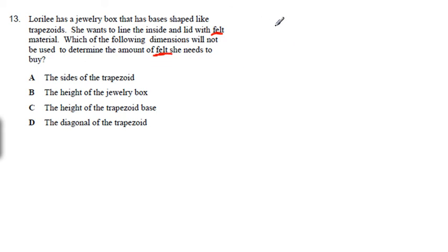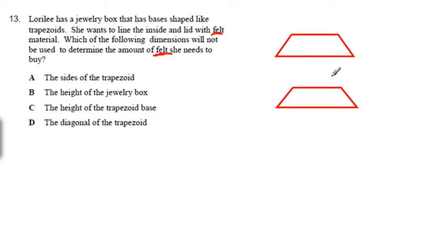So, bases are shaped like trapezoids, so we can draw a couple of perfect trapezoids here. Okay, that was pretty bad. Since it's a box, that means it's going to be a prism. Okay, so a couple trapezoids drawn just like that. Okay. We connect them to make our prism.